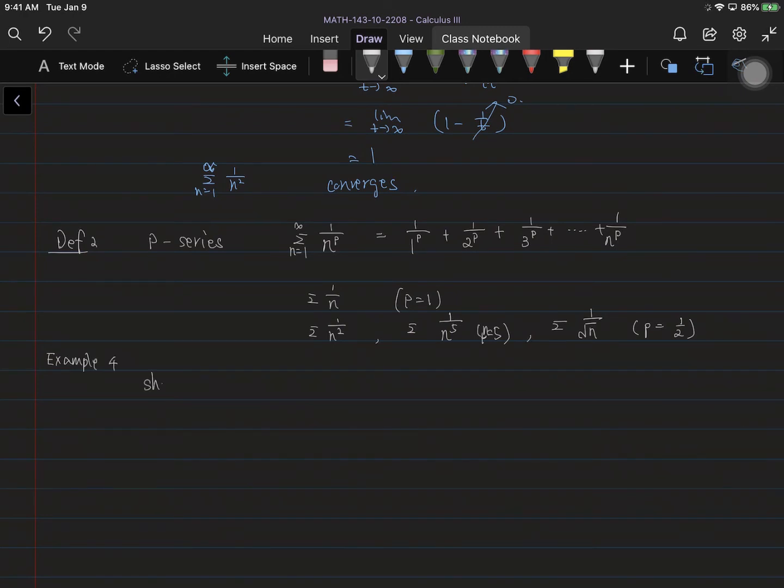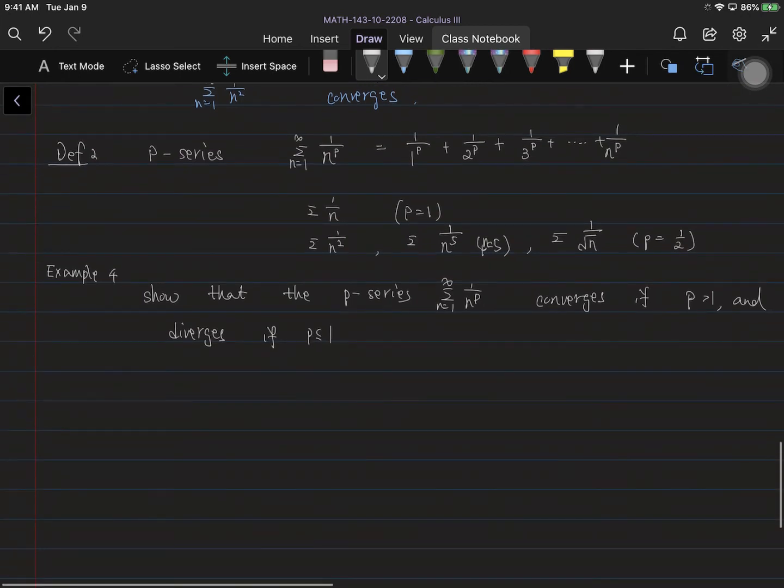Show that the p series, the sum of 1 over n to the p from 1 to infinity, converges if p is greater than 1 and diverges if p is less than or equal to 1. So this is another example of the integral test.